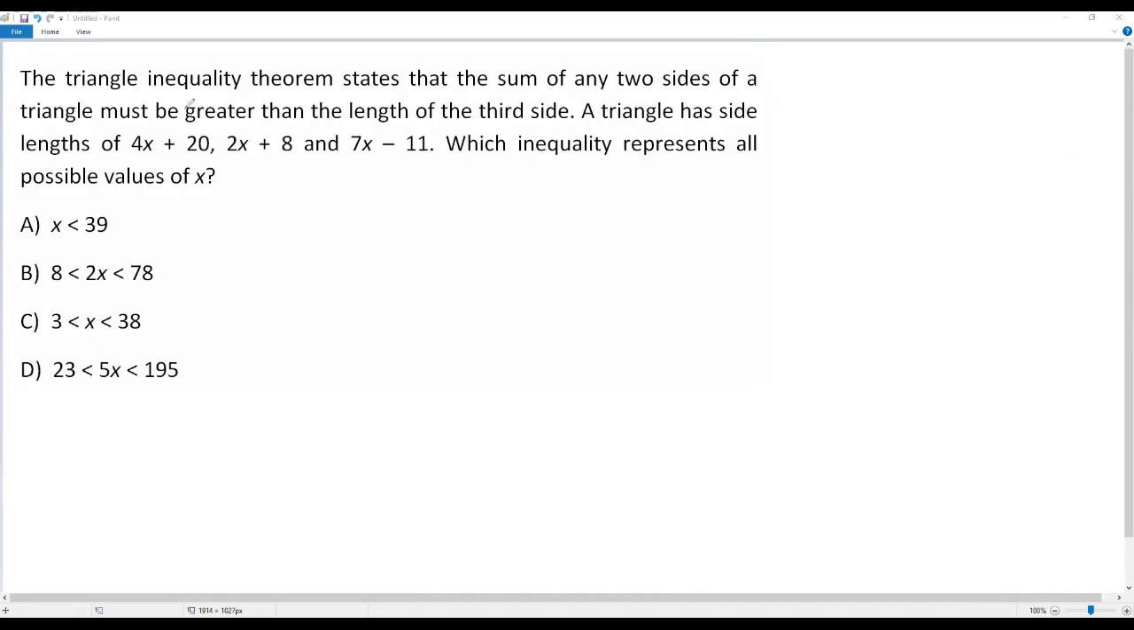The triangle inequality theorem states that the sum of any two sides of a triangle must be greater than the length of the third side. A triangle has side lengths of 4x + 20, 2x + 8 and 7x - 11. Which inequality represents all possible values of x?